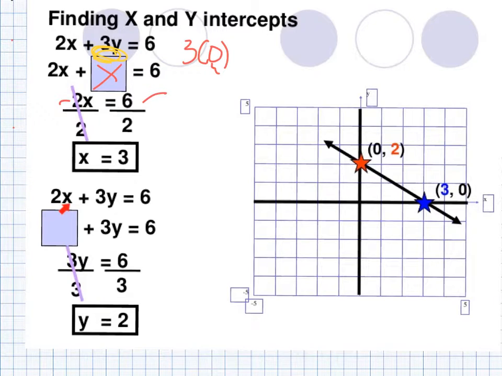Now we need to figure out the y-intercept. Or the x-intercept here. I mean y, sorry.